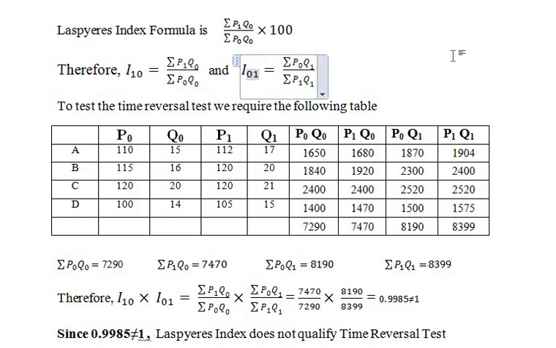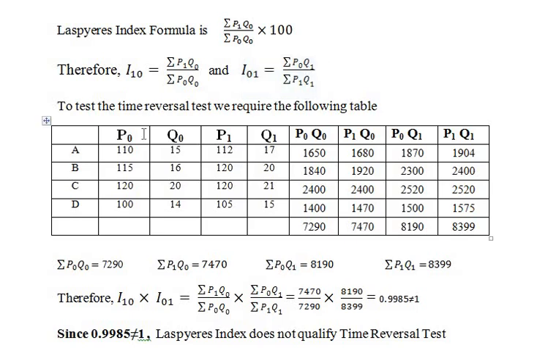So the I01, it will be looking like this. What we have done, in case of 0 we have put 1, in case of 1 we have put 0. So I01 is the time reversal value, and here we have the original value. So these two values are required when we go for the time reversal test.